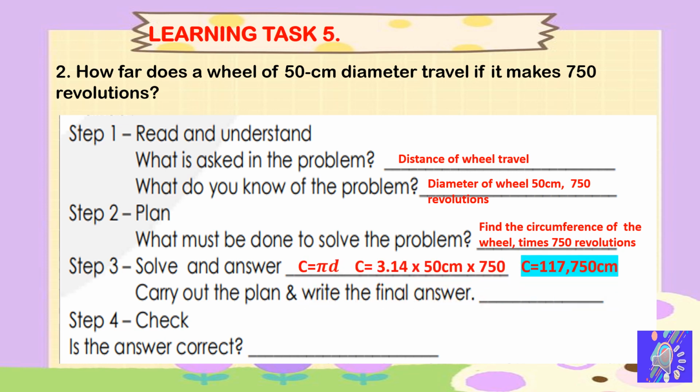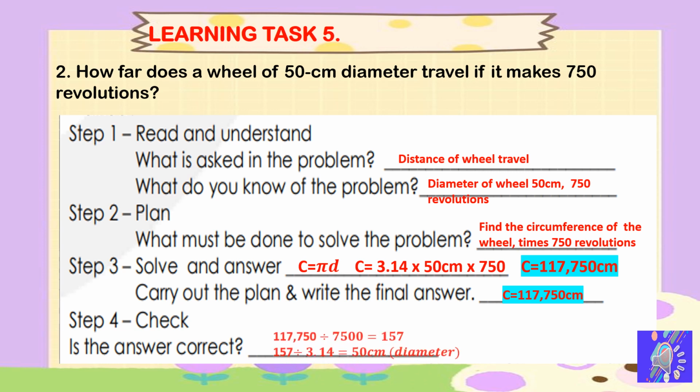The given is diameter, so we will use the formula circumference is equal to pi d. Let us compute. The value of pi is 3.14, times 50 centimeters, times 750 revolutions. And that is equivalent to C is equal to 117,750 centimeters, and that is our final answer.